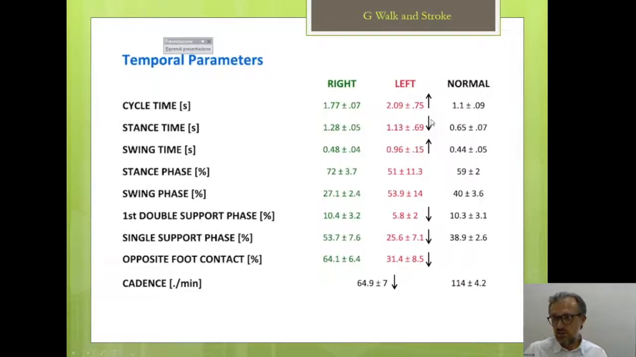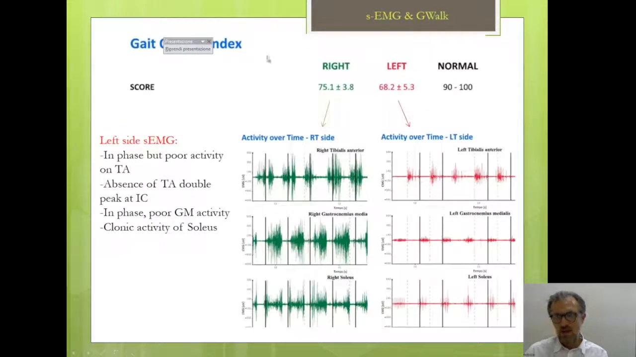We can have data about the cycle time, the stance time, that is typically depressed compared to the healthy side, the swing phase, or even some further sub-analysis of the first double support phase that is typically reduced in these patients, and the reduction even of the single support phase on the left side. At this point, we can integrate these data with support for the clinical decision process coming from the surface EMG analysis.